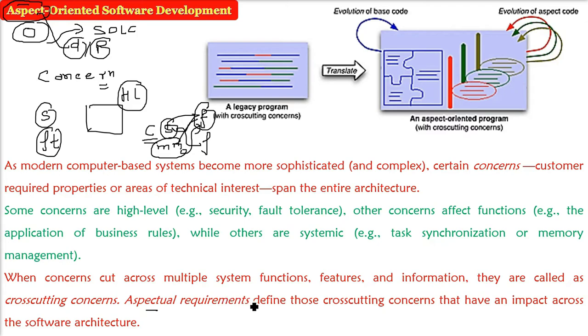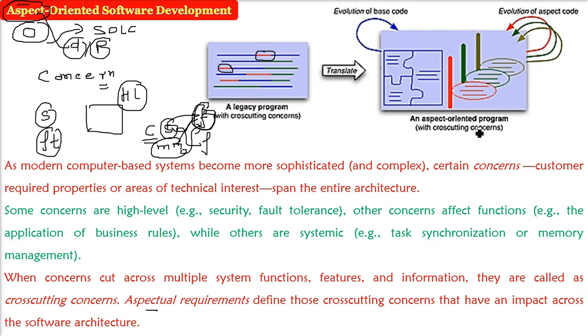So aspectual requirement defines these cross-cutting concerns that have impact across the software architecture, because when you're making the software architecture, you will be talking about what are the aspects which are going one over another, coinciding or intersecting. This is cross-cutting. So this is a legacy program which I am trying to suggest. This is the cross-cutting concern for the legacy program.